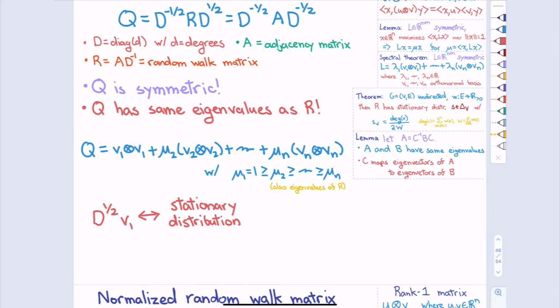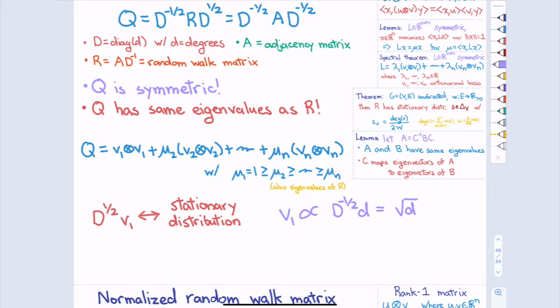So at some level, v1 is proportional to D to the minus 1/2 times the stationary distribution, which is proportional to the degrees d. I'm going to make up some notation and call this square root d, which is just the vector d except all the entries are square roots. So the vth coordinate is the square root of the degree of v.